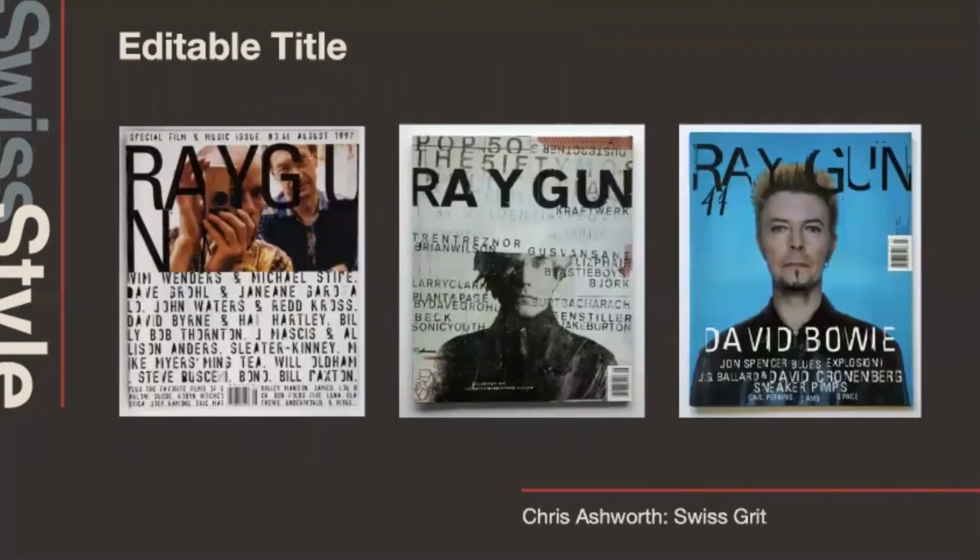Chris Ashworth was the art director and designer of a California-based music magazine called Raygun for 15 issues between 1997 to 1998. He developed a hybrid method called Swiss Grit, combining the Swiss style with a more grungy and handcrafted approach. All the issues of this magazine were designed from scratch, and the grid systems were never repeated.